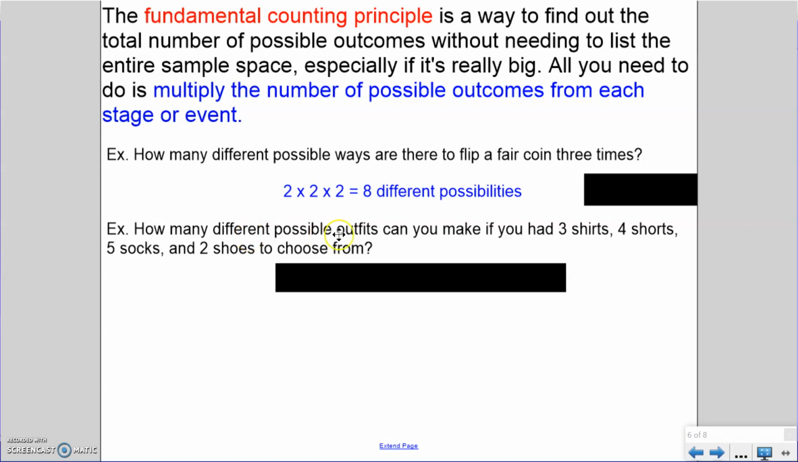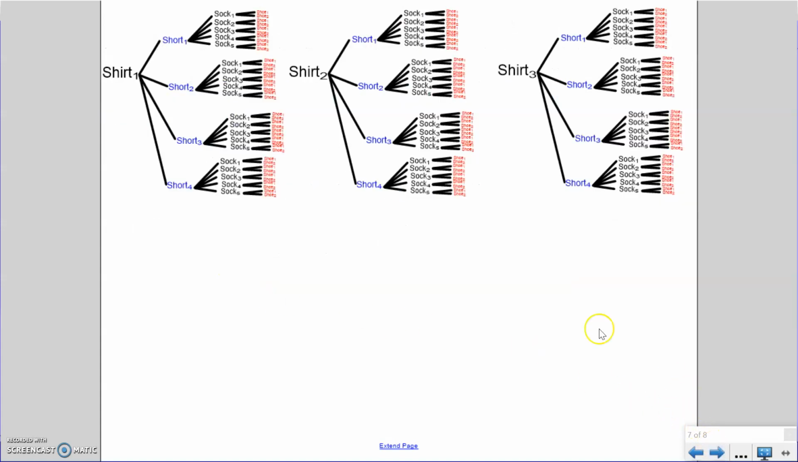So here's a much bigger one. How many different possible outfits can you make? You have 3 shirts, 4 shorts, 5 socks, and 2 shoes to choose from. Now I tried to draw out the whole sample space, and I could minimize these, but it took a while. You have the first shirt with the first short, with the first sock with the first shoe, or first shirt, first short, second sock, second shoe. But all of these are possibilities.